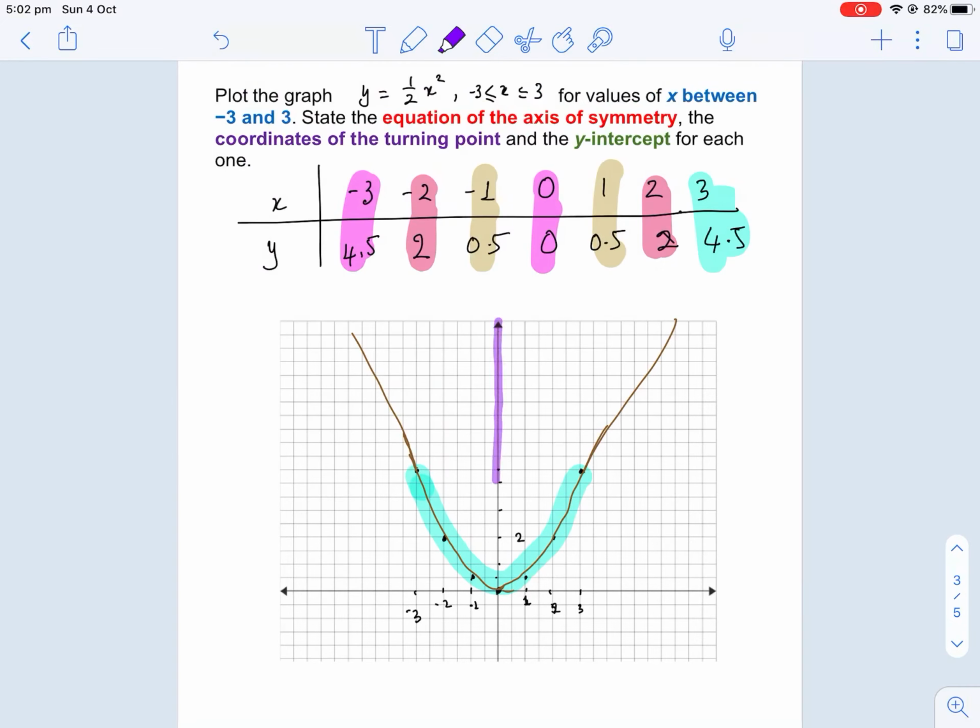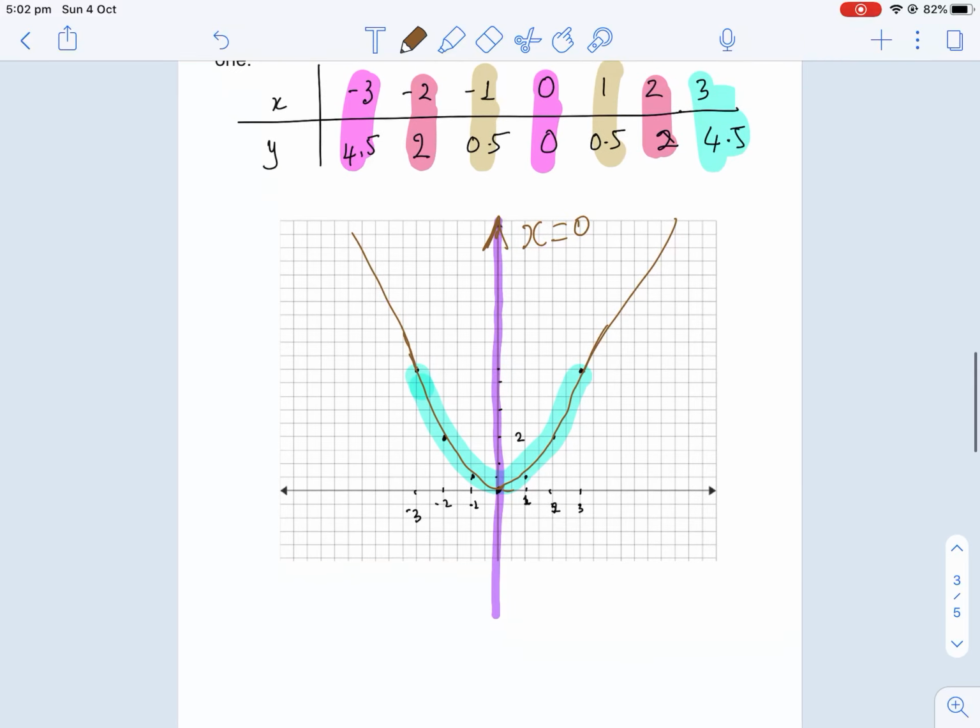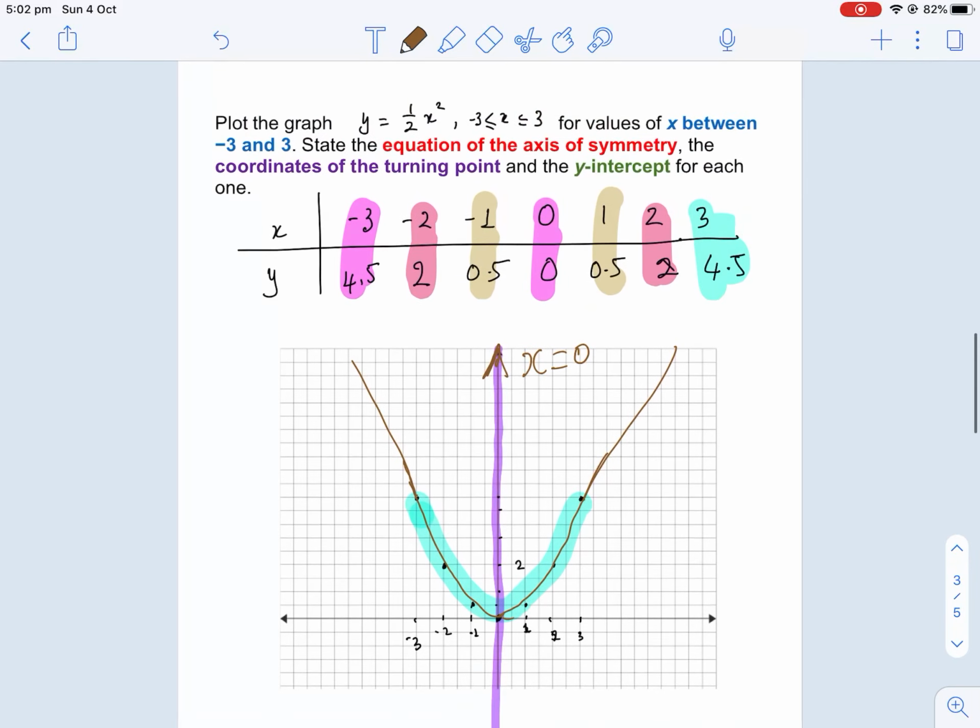This line goes through the turning point, which is (0, 0), and divides the parabola into exactly two branches. The equation of this line is x equals 0. So the equation of the symmetry line is x equals 0.